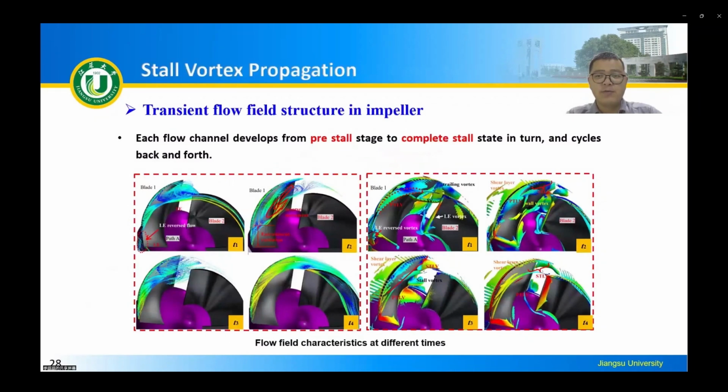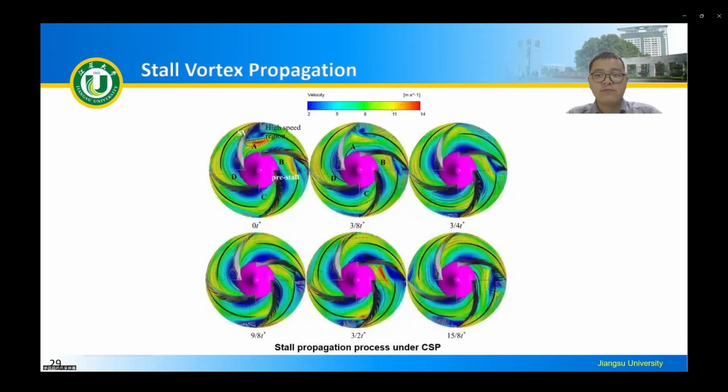The first is the propagation characteristics of the stall vortex in the impeller. As we can see, each flow channel develops from the pre-stall stage to the complete stall stage in turn, and cycles back and forth. When the flow channel is in the completed stall state, the fluid near the wall on the upstream suction surface will be squeezed, and the streamline will be deflected, resulting in the downstream flow channel entering the pre-stall stage. After that, the downstream channel enters the stall development stage.